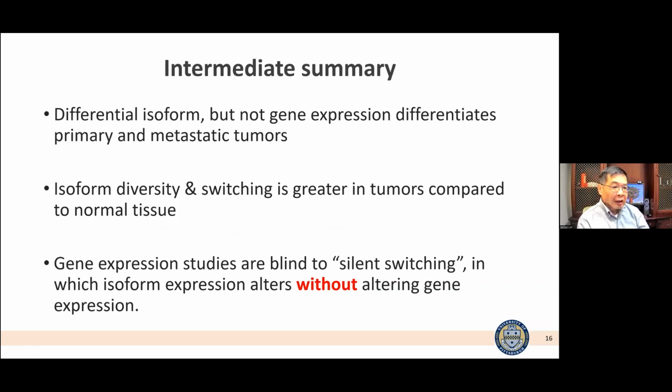So, in summary, differential isoform expression, but not gene expression, differentiates primary and metastatic cancers. That is the first take-home message. The second take-home message is that isoform diversity switching is greater in tumor in comparison to normal tissues. And gene expression studies are blind to silent switching, in which isoform expression is altered without altering the gene expression, because it's just silent switching.